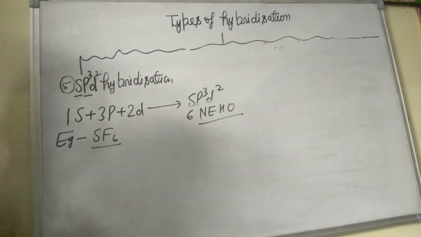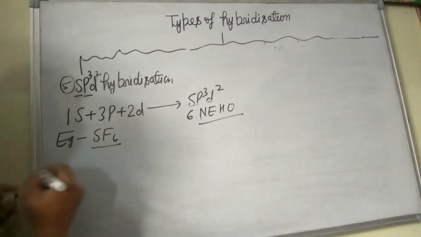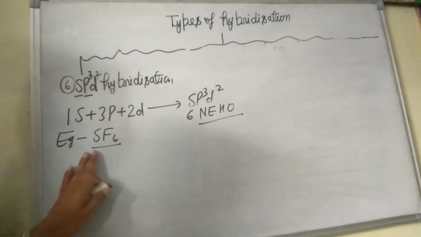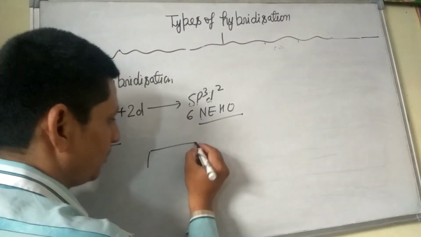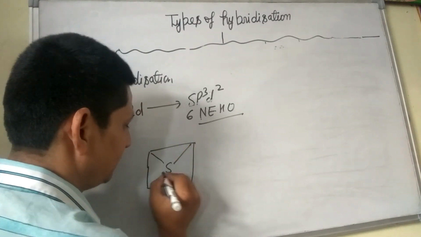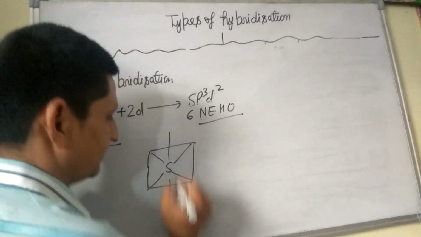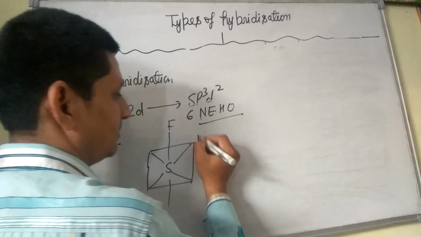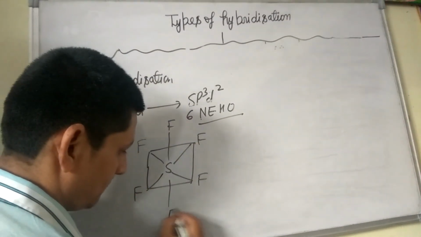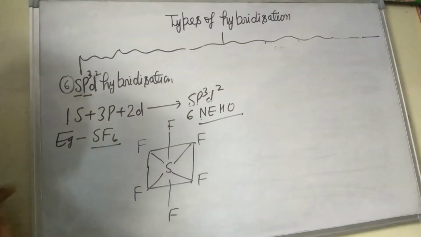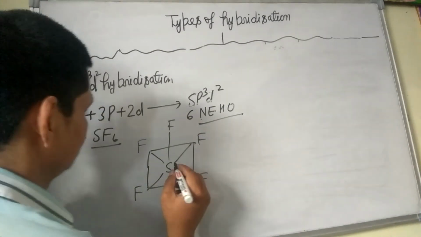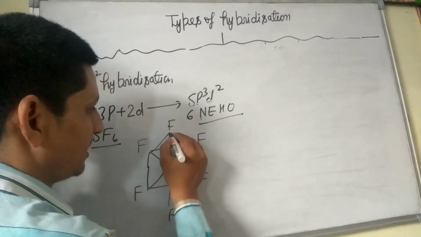Okay. After this, next, number 6: it has an octahedral shape. The shape of SF6 is octahedral, with 1, 2, 3, 4, 5, 6. This is an octahedral shape. Bond angle is 90 degrees. And similarly, you have to do all the work. So this is octahedral in shape.